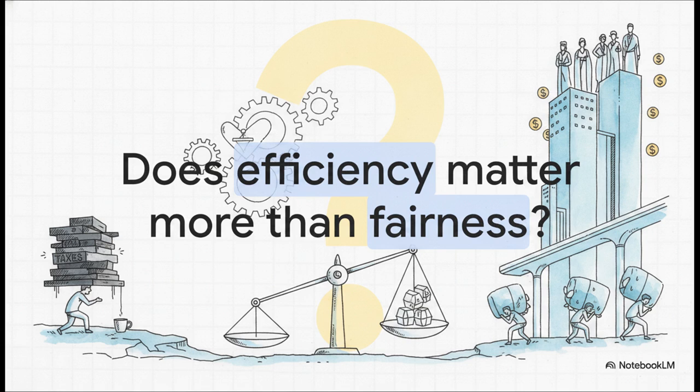It leaves us to wonder, in the pursuit of the perfect mathematical advantage, does efficiency matter more than fairness and justice? Definitely something to think about next time you look at a government budget.